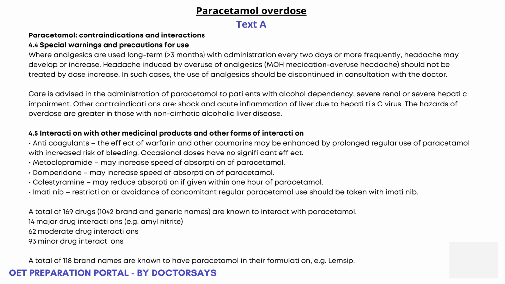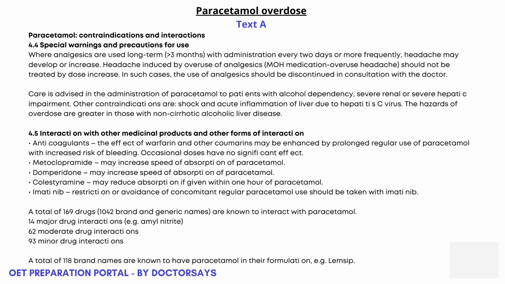And then in the next section, it's written interactions with other medicinal products, and we have a list of drugs over here. We have anticoagulants. We need to look for the domperidone, the imatinib, and in the next para it's also written about the total of 169 drugs. And this whole paragraph, the whole text A, is of no use for us in the 3 questions we just looked for. So I don't think that we have the answer here.